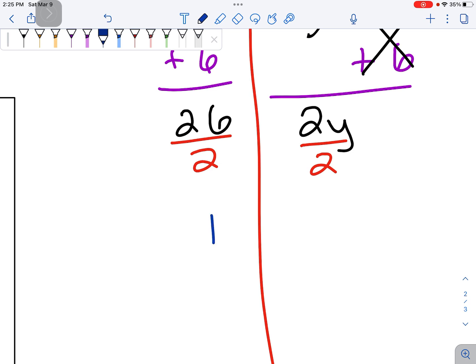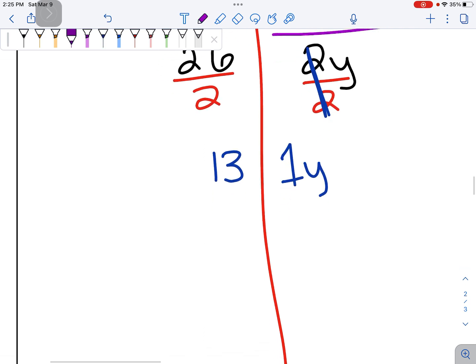26 divided by 2 is 13 because it's half. And on the other side, the 2's cancel out and we have y. So this says, they cancel out, or we could say 2 divided by 2 is 1y. And then we can clean it up by saying 13 is the value of y.